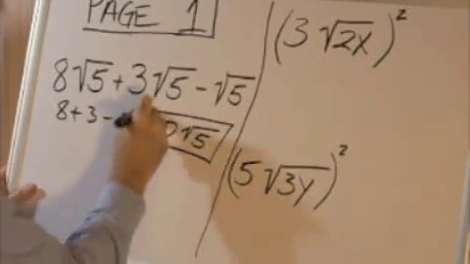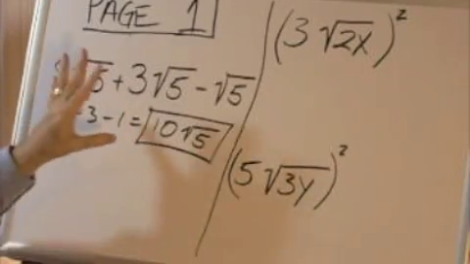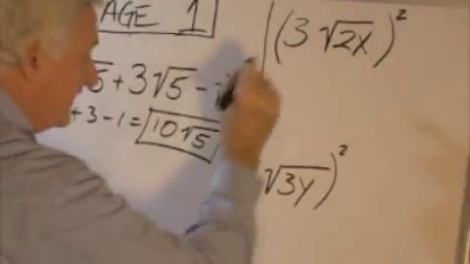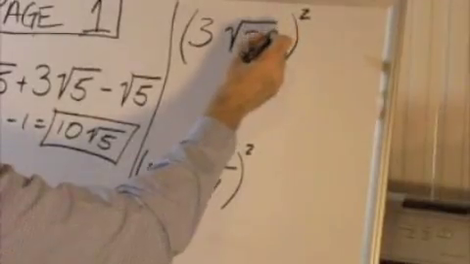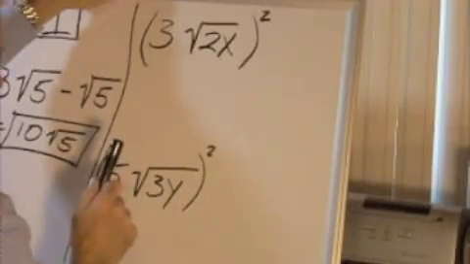Yes, just leave the animal alone. Don't mess with it. It's like an unknown quantity. Just leave them be. It's 10 radical 5. Now, over here, they're asking you to square this. Well, it's not a FOIL problem because you don't have a sign in between.